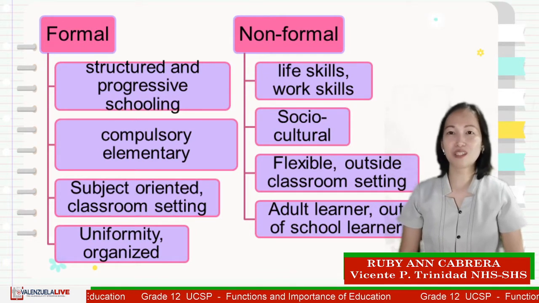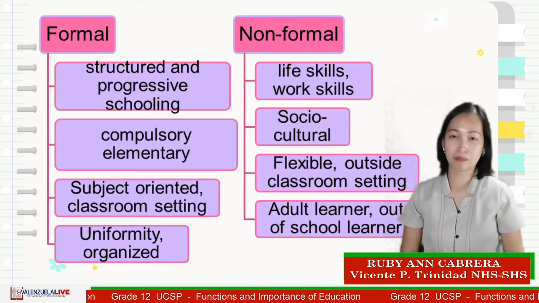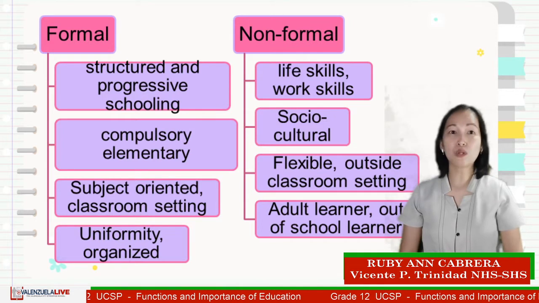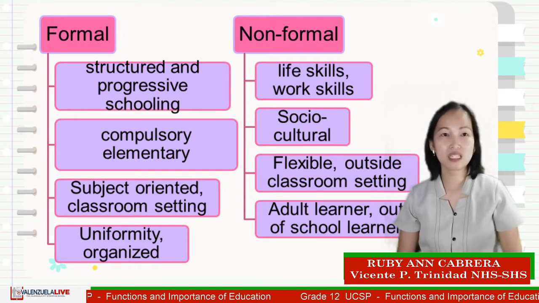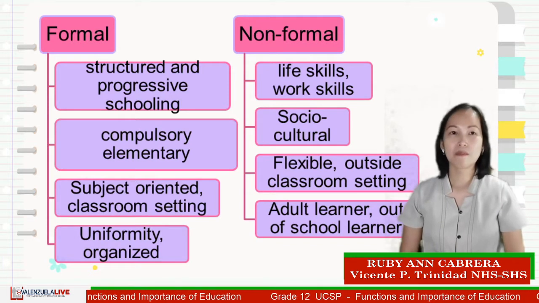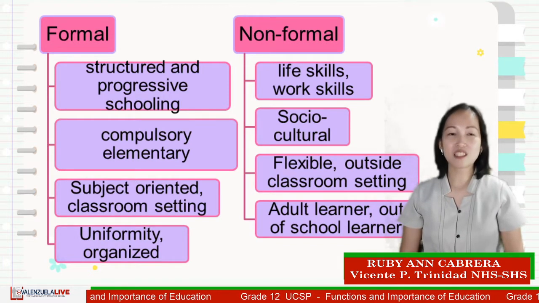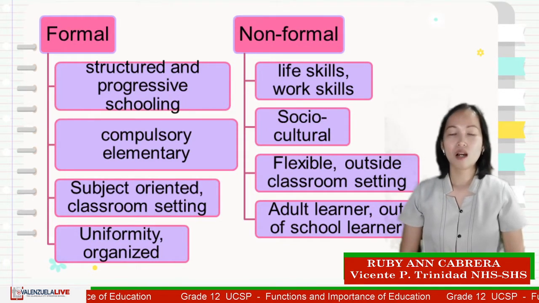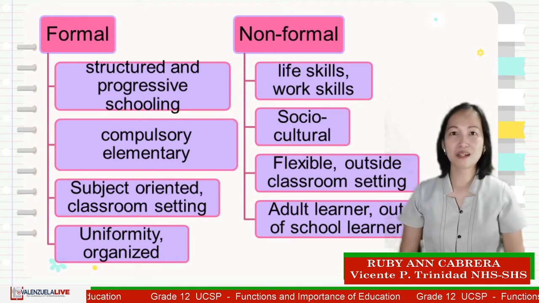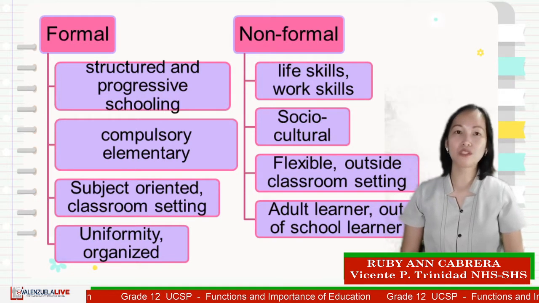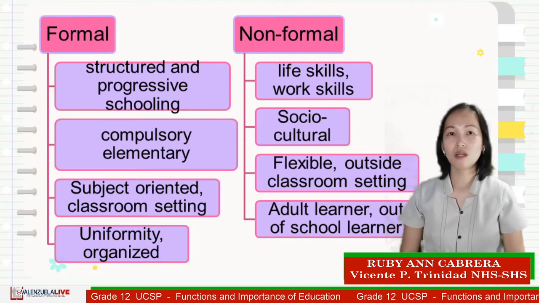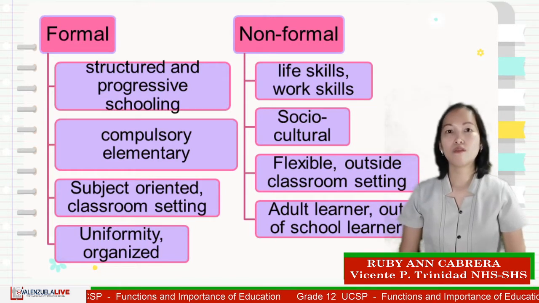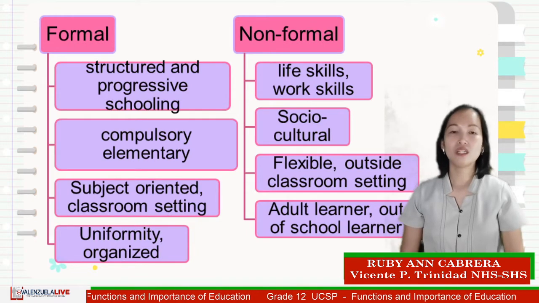These are now the differences between the formal and non-formal education systems. For formal education, it is structured. There is progressive schooling, compulsory elementary, subject-oriented. It is done in the classroom setting, and it has uniformity and is organized. While the non-formal is more on life skills and work skills. It's socio-cultural, flexible, and done outside the classroom setting. It also caters to adult learners and out-of-school youth learners.